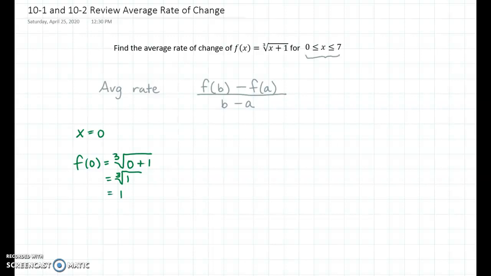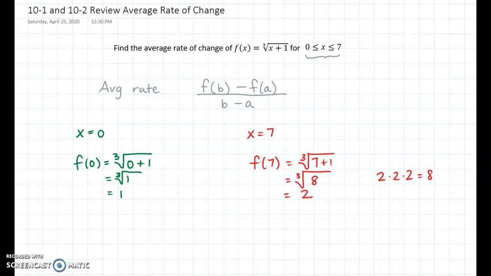And I'm going to do x equals 7. So f of 7 would be the cube root of 7 plus 1, or the cube root of 8. And the cube root of 8 is 2, because 2 times 2 times 2 is equal to 8.